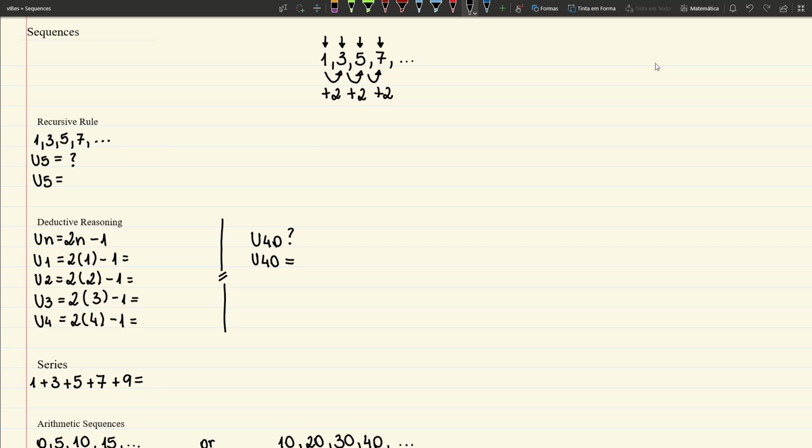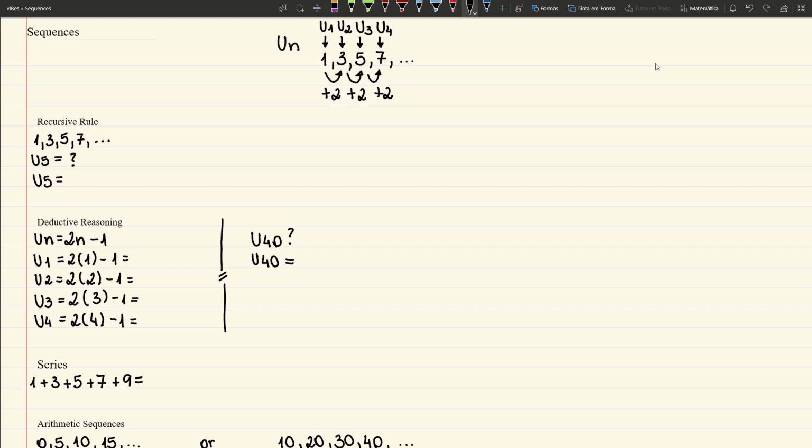So we label the numbers in a sequence by using the Un. So the first term is U1, the second term is U2, the third term is U3, the fourth is U4, and so it goes. If we want to find a number in a sequence, we can use the recursive rule or the deductive reasoning.